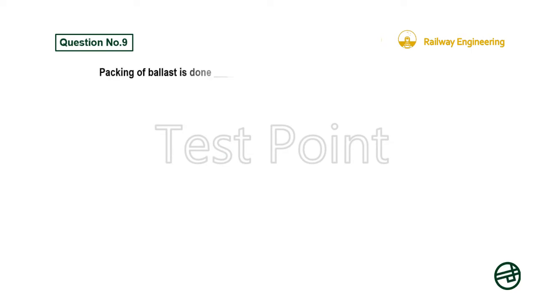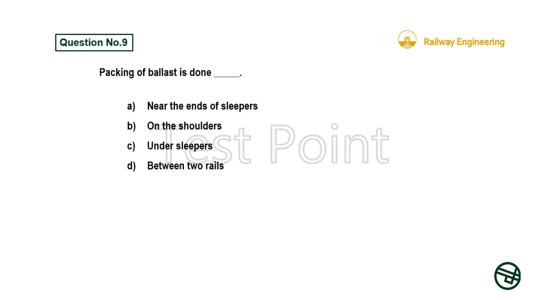Question number 9. Packing of ballast is done: Option A, near the ends of sleepers. Option B, on the shoulders. Option C, under sleepers. Option D, between two rails. Answer is option C, under sleepers.